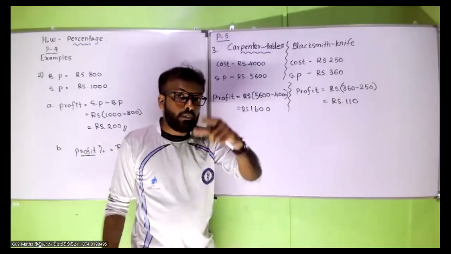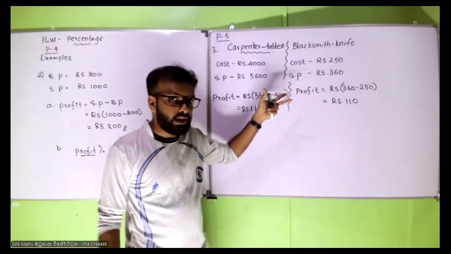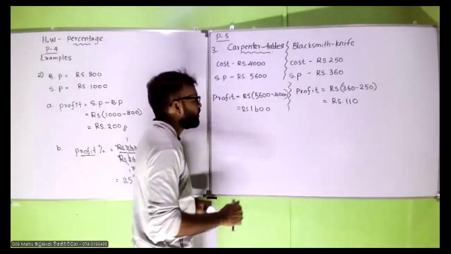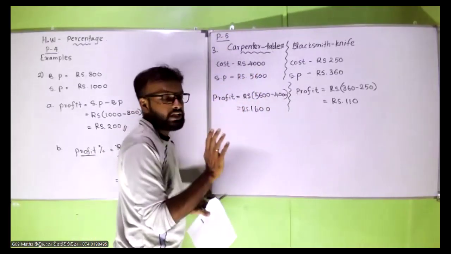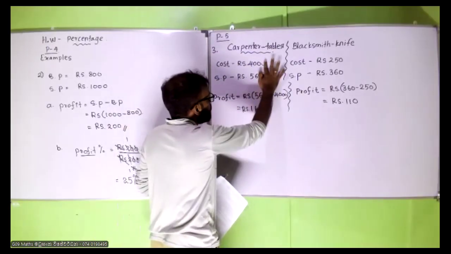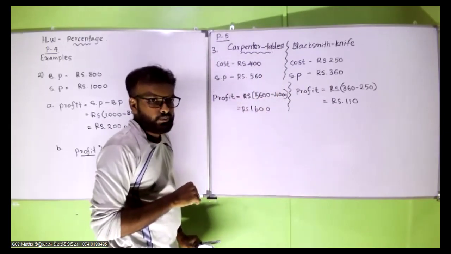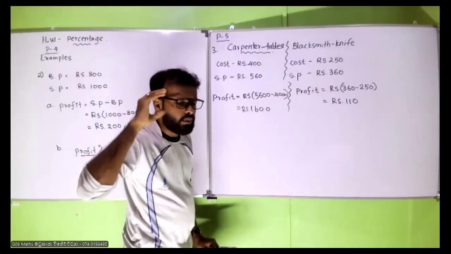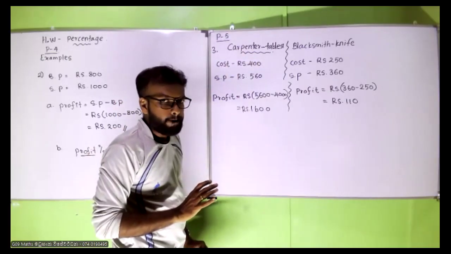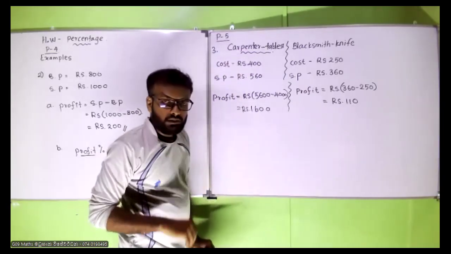Alright? What happens if something like this happens? What if this happens? Now focus on the board. I will change the table's price as 400 and the selling price is 560. Now just imagine, the carpenter is making tables, and the cost is 400.